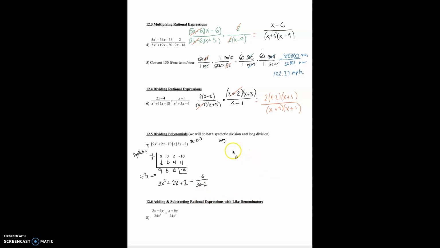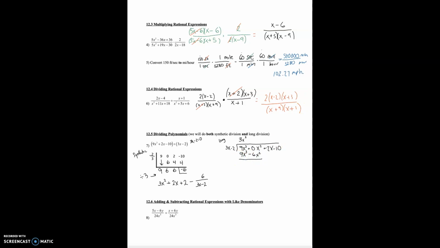Now long division, we're going to set that up here. So 3x minus 2. And then again, you have to make sure you put a 0x squared in. So we have 9x to the third plus 0x squared plus 2x minus 10. And we're going to think, how many times does 3x go into 9x to the third? It goes in 3x squared times. So now we're going to multiply that by 3x and negative 2. We get 9x to the third minus 6x squared.